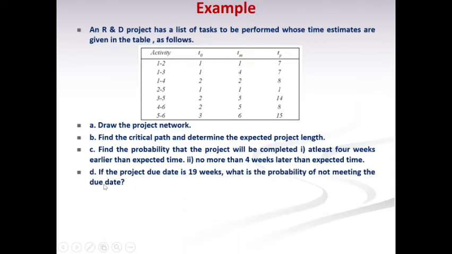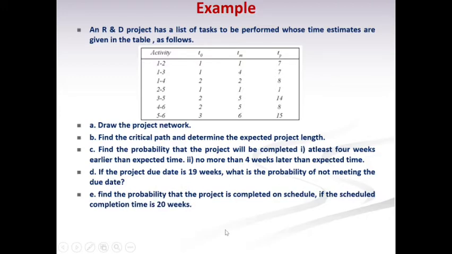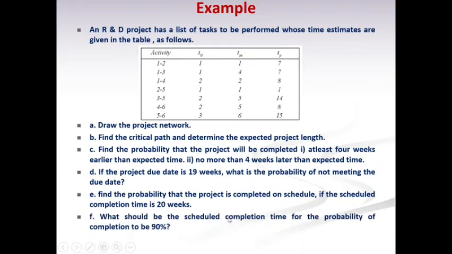And if the due date is 19 weeks, what is the probability of not meeting the due date? That is one of the questions. Next is, find the probability that the project is completed on schedule if the scheduled completion time is 20 weeks. Next is, what should be the scheduled completion time for the probability of completion to be 90%? Here the probability is given, and we have to find out the scheduled date or the due date.